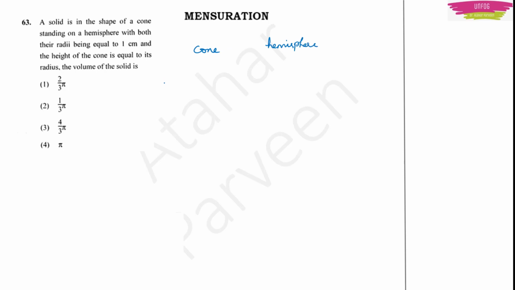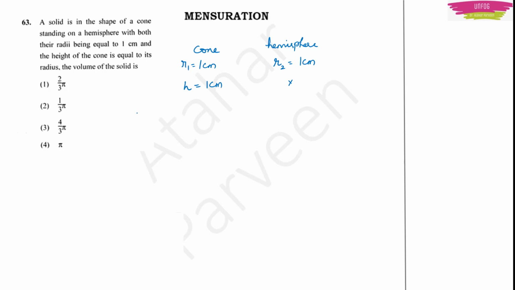For the cone, what are they telling? They are telling that it will have a radius of 1 centimeter. Now the base of this cone is the hemisphere, so it will be the same, right? So R2 will also be 1 centimeter. Then they are telling that the height of the cone is equal to the radius. That means this will also be 1 centimeter. The hemisphere will not have any height.